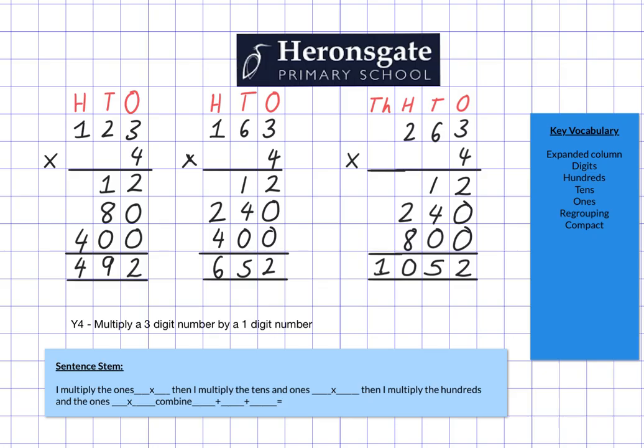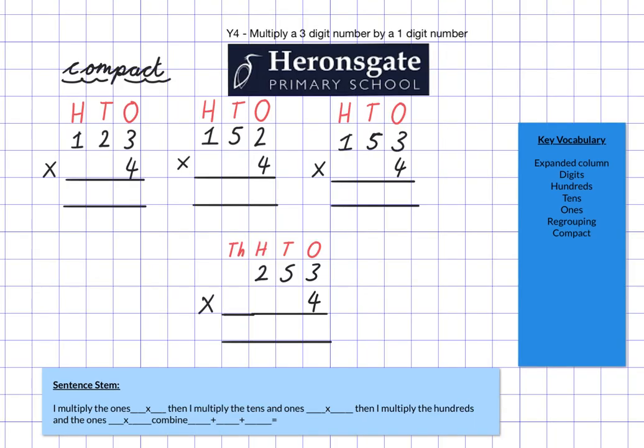placeholder. So once they've mastered the expanded column multiplication, then they would move on to the compact column multiplication, which we can sometimes call short multiplication, just like they did in year 3. So that's when basically each row doesn't show the steps, but they're still following that same order. So if we look at this first multiplication equation, we are multiplying the ones, 3 times 4, which is 12.